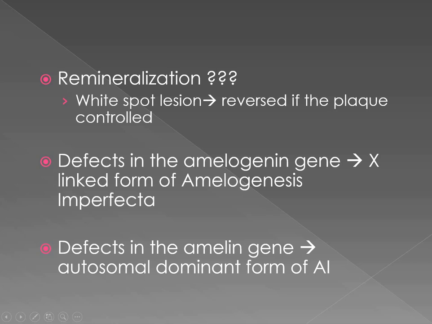Defects in the amelogenin gene, especially linked to the X chromosome, are known to cause a disease called amelogenesis imperfecta. Various defects in the ameloblastin gene have also been noted, which are known to cause the autosomal dominant type of amelogenesis imperfecta.